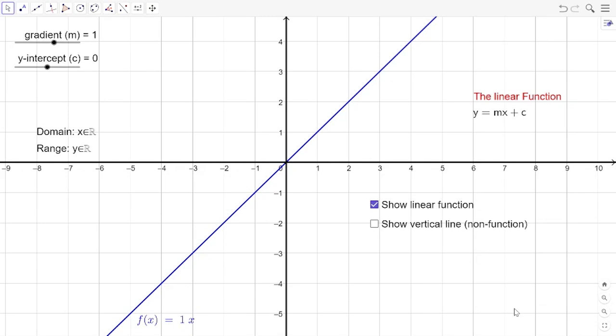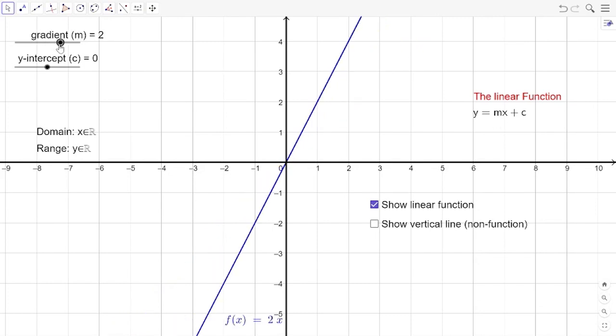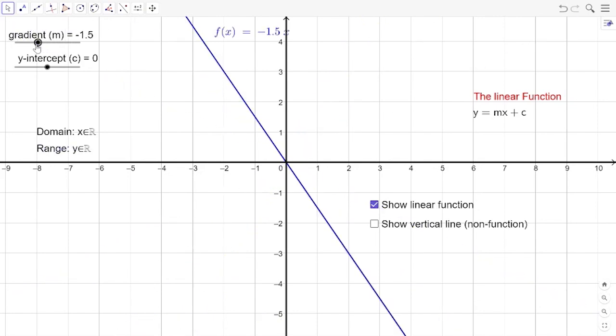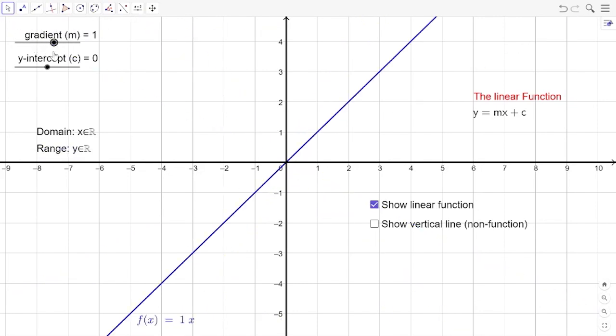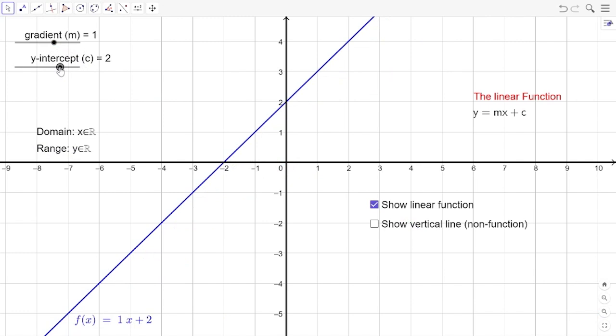First of our functions is the linear function, and it has a standard form of y equals mx plus c. m tells us the gradient, and c the y-intercept. So we can adjust this gradient, we can make it negative, going downhill as we look at it left to right, and we can adjust the y-intercept.